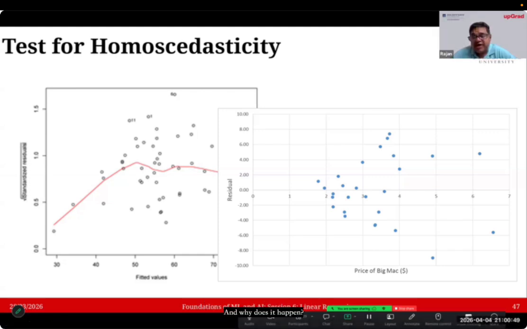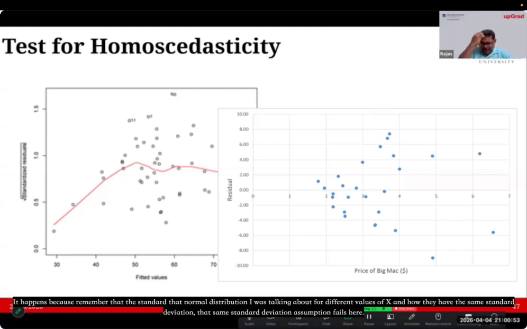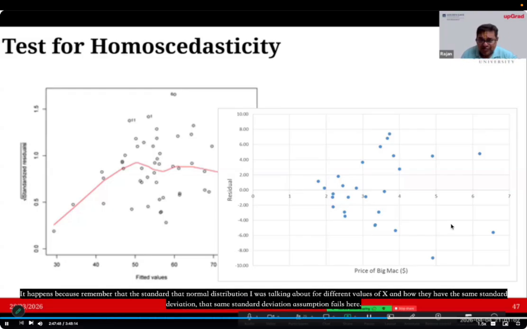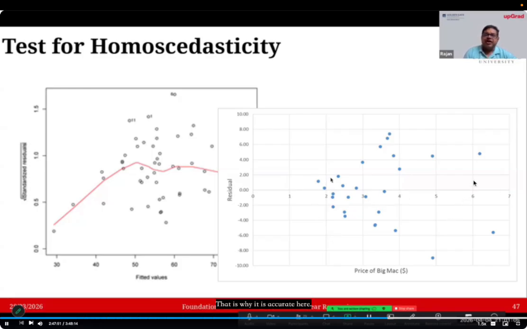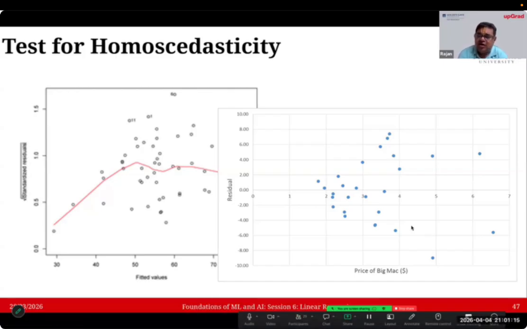Why does this happen? Remember the normal distribution I was talking about for different values of x, all having the same standard deviation. If the standard deviation varies, it fails here. That's why it's accurate in one region, while in another region the standard deviation of these values varies. That's the failure of homoscedasticity. How do we fix this?